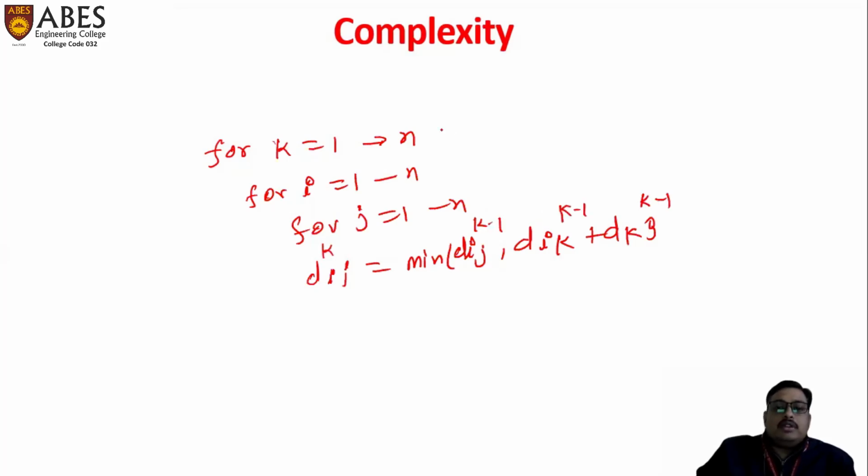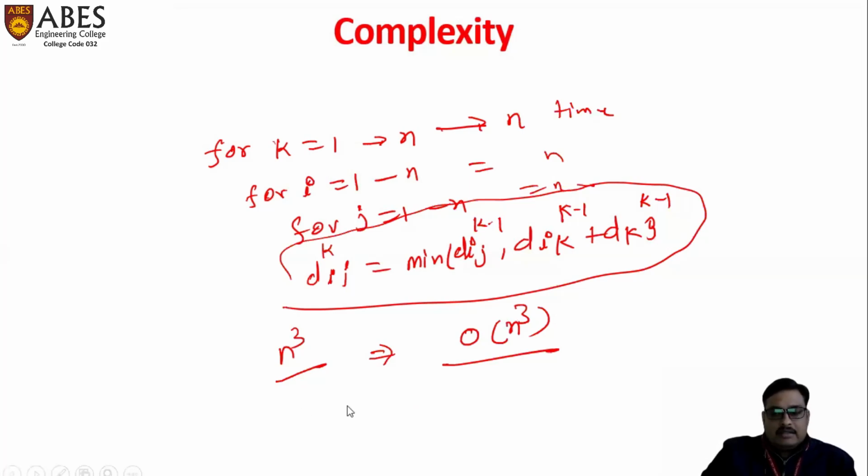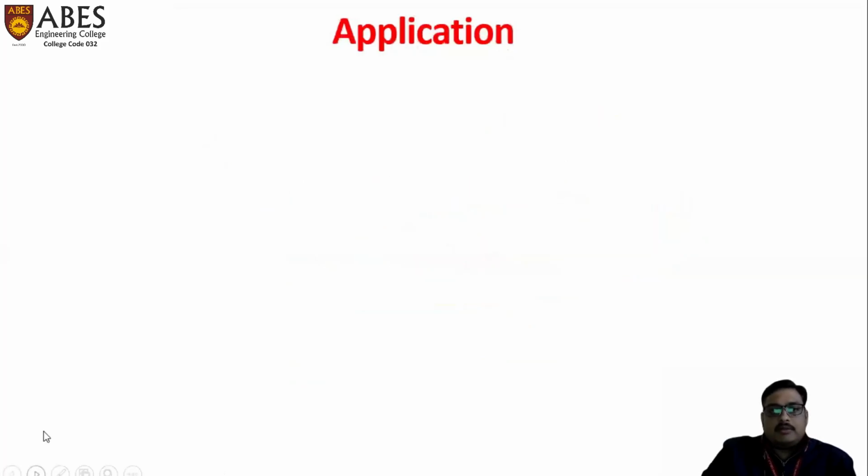So this is the algorithm. This outer loop will run n times, and these loops will each run approximately n times. So overall, this step will take n cubed time. So the worst case complexity of this algorithm will be order of n cubed. And this is a dynamic programming approach. That's why it is taking n cubed time.